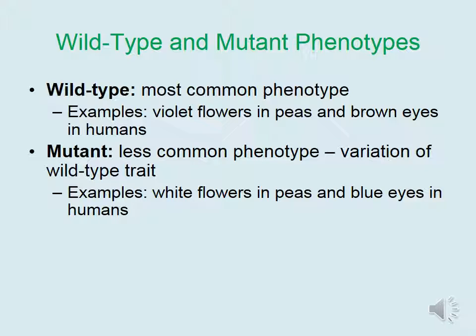When it comes to phenotypes, the wild-type phenotype is the most common phenotype. Examples include violet flowers in peas and brown eyes in humans. The mutant phenotype is the less common phenotype. This is a variation of the wild-type trait, which resulted from a variation in the gene that encoded for the protein leading to the trait. Examples include white flowers in peas and blue eyes in humans.